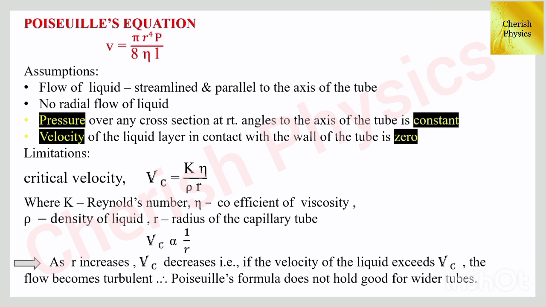The critical velocity determines the flow of the liquid, and its formula is Vc equals K into eta divided by rho into R, where K is the Reynolds number, eta is the coefficient of viscosity, rho is the density of the liquid, and R is the radius of the capillary tube. In that equation, K, eta, rho are constants, R is the only variable, and Vc is inversely proportional to R. As R increases, Vc decreases. That is, if the velocity of the liquid exceeds Vc, the critical velocity, the flow becomes turbulent. So, Poiseuille's formula does not hold good for tubes with wider bore.